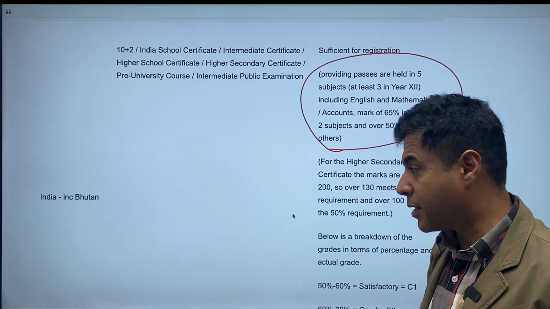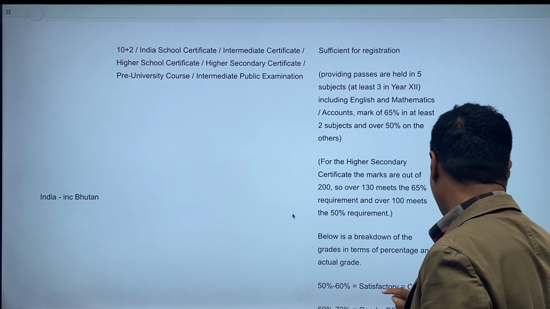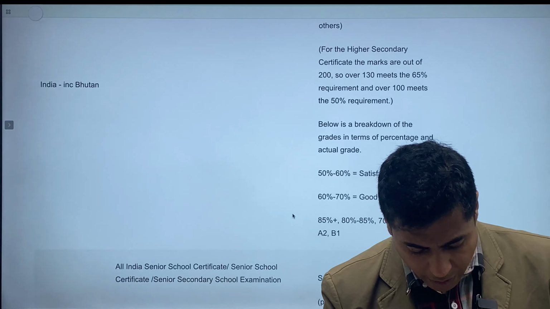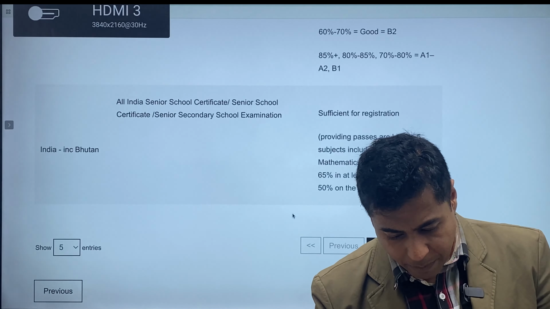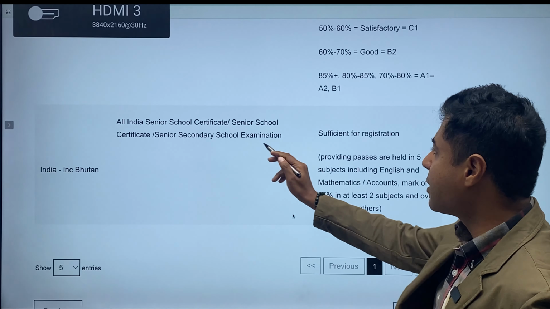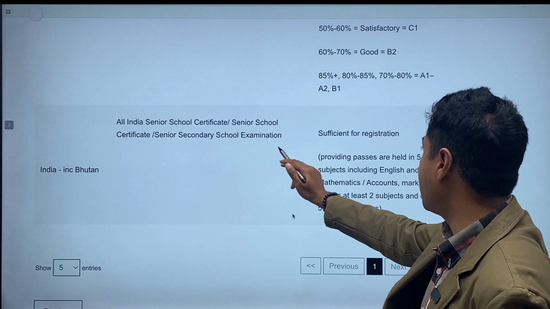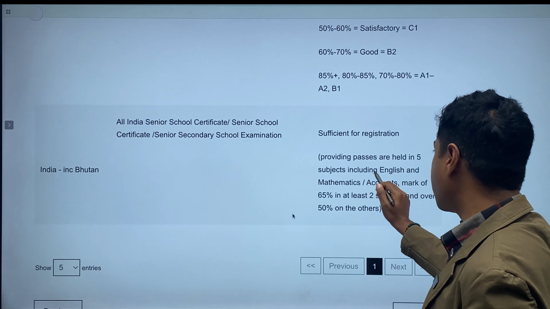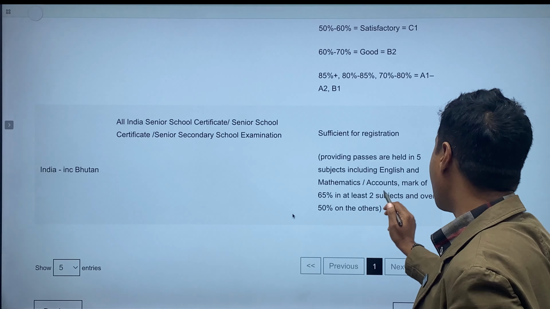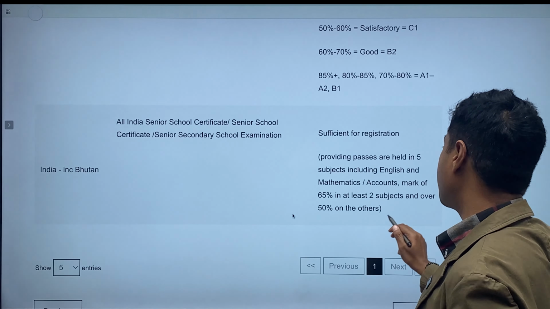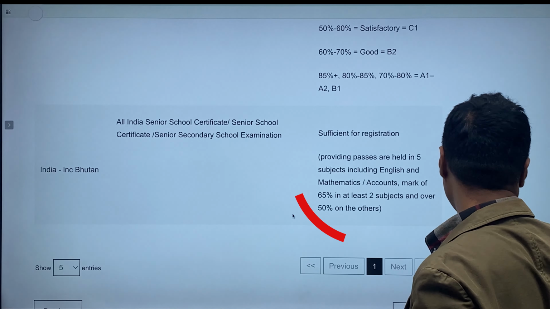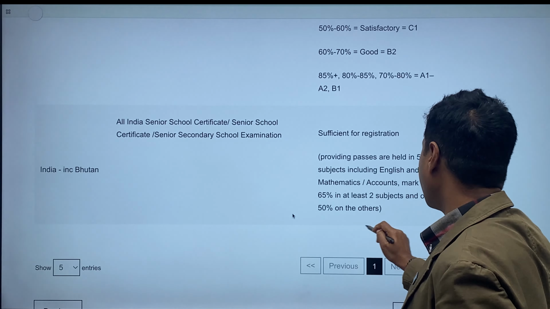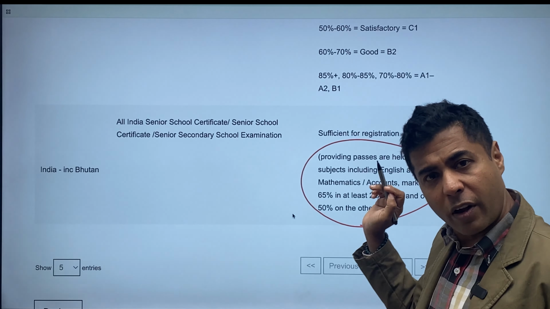If you do not have this, there is another option. We'll talk about it in a short while, but let's also understand what else. If you have finished the All India Senior School Certificate Examination, this is still sufficient, provided passes are held in 5 subjects including English, Maths, Accounts, with marks of 65% in at least 2 subjects and over 50% in others, which is the requirement for Indian admission to ACCA.